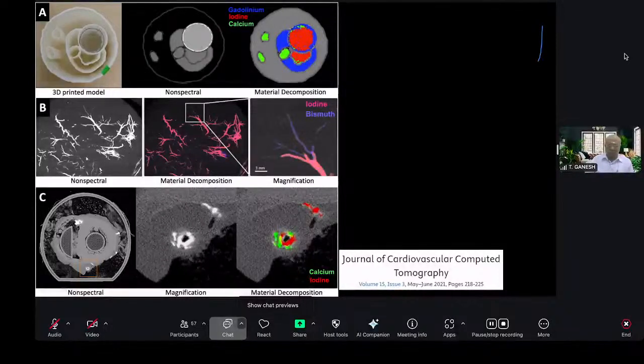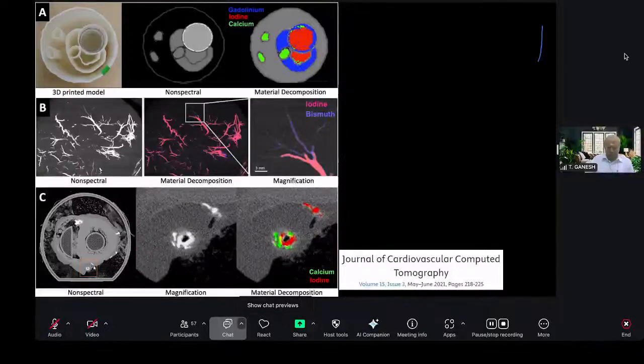You can see here, this is the non-spectral model. This is the conventional CT. So you just see the contrast medium, but you do not know what is iodine, what is bismuth. And once you do the material decomposition, you can very clearly see that this is the bismuth and this is the iodine.